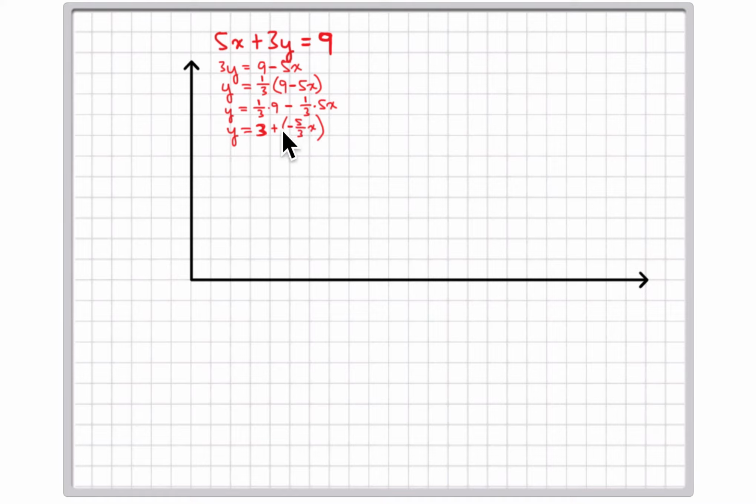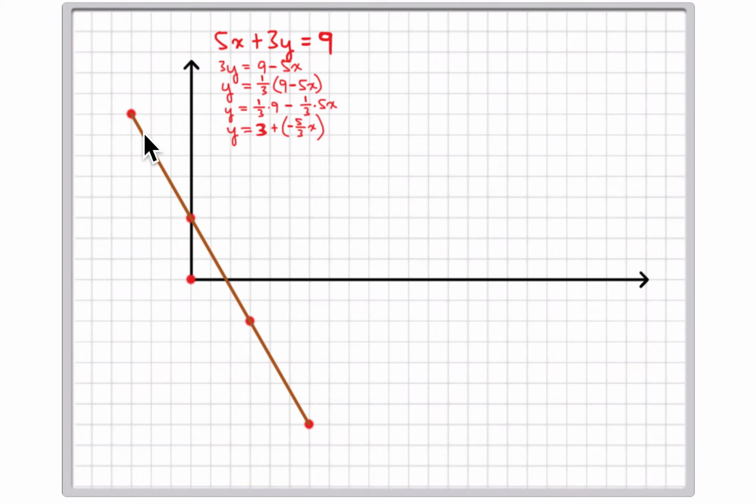And to change this, there's lots of stuff to think about. Change this to addition, and you're going to subtract the additive inverse. So this is subtracting a positive 5/3 x. 5 times 1/3 is 5/3. So you're going to add a negative 5/3 x. So you get this equation. And so now I can draw this line.